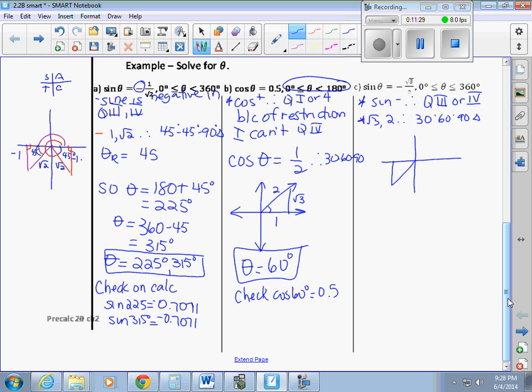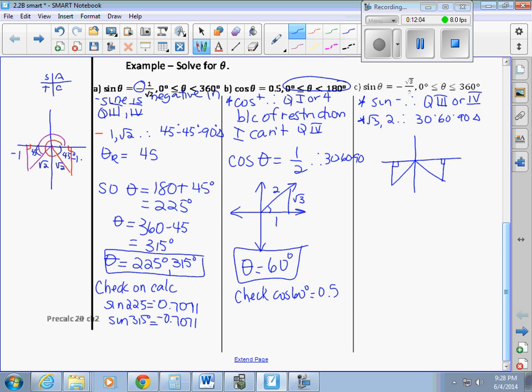Quadrant 4 puts it there. And remember, you're always drawing your triangle so that your right angle is being made with the x-axis, okay? Or your terminal arm is going from the origin and into the y's, either positive or negative y.